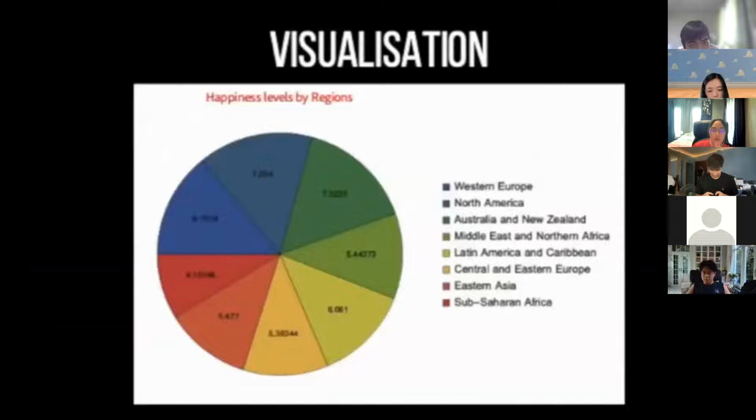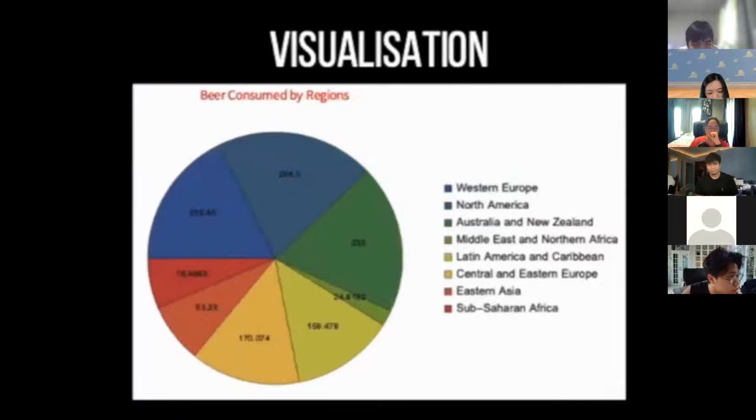This is a pie chart, which is the happiness levels by every single region. And as you can see, the Australia and New Zealand region is the happiest region out of all the regions. This is a bar chart which shows the beer consumed by each region per capita. Western Europe and North America have the most.